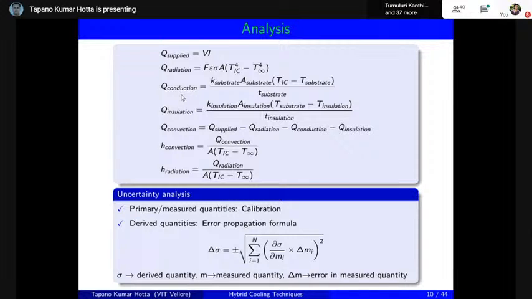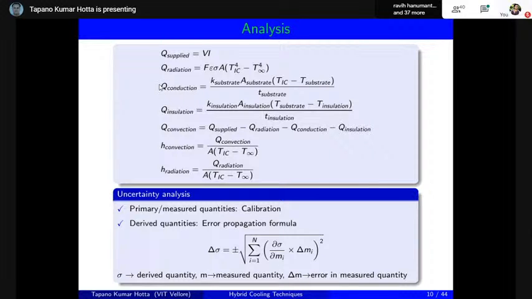That can be calculated by using the Fourier's law of heat conduction. So conductivity of the substrate board, area of the substrate, that is how much area the chips are in contact with the board, multiplied by temperature of the IC chips minus temperature of the substrate, divided by thickness of the substrate board. Okay, this will give you Q insulation.